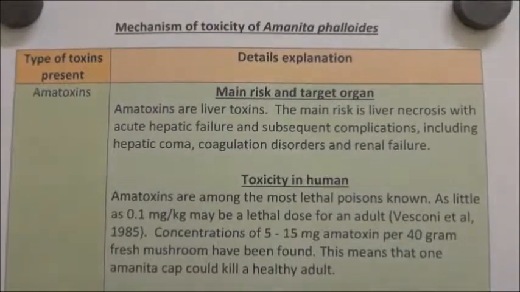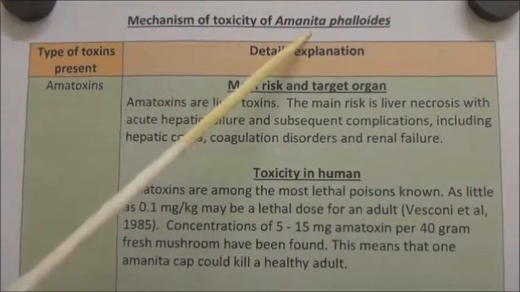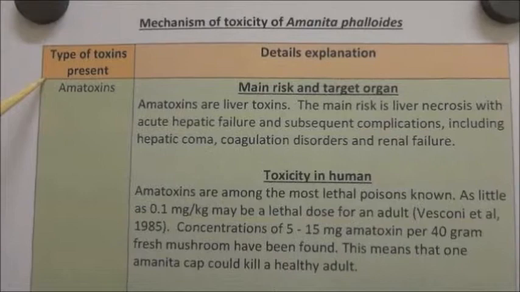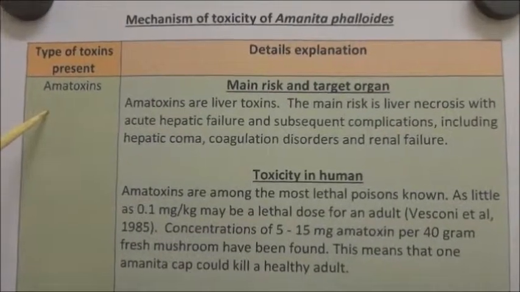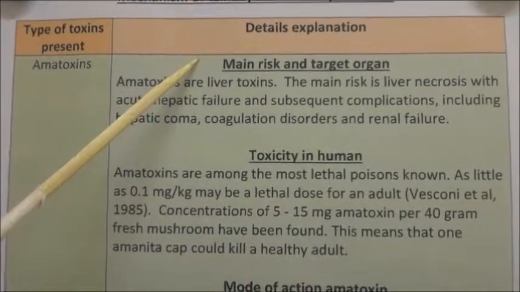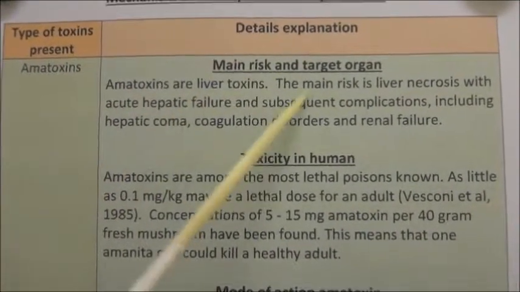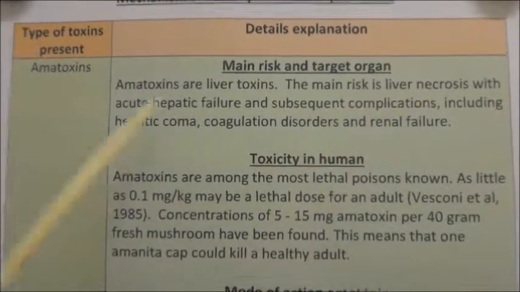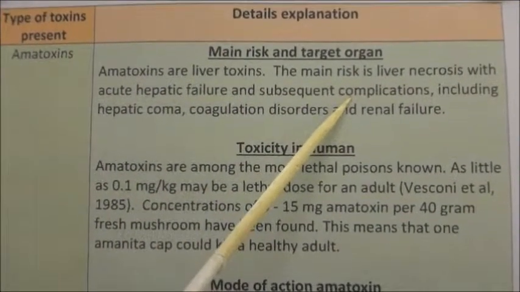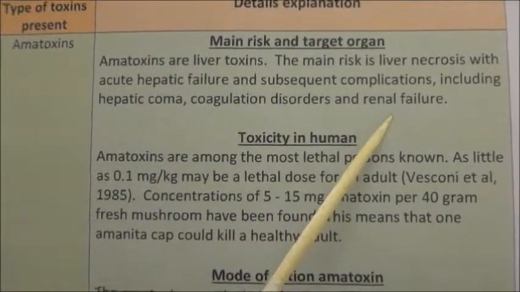Okay. Now, I will explain in detail the mechanism of toxicity of Amanita phalloides, by type of toxin present in this mushroom. The first is amatoxin. First, the main risk and target organ. Amatoxins are liver toxins or hepatotoxins. The main risk is liver necrosis with acute hepatic failure and subsequent complications, or in severe cases can cause hepatic coma, coagulation disorder and renal failure.